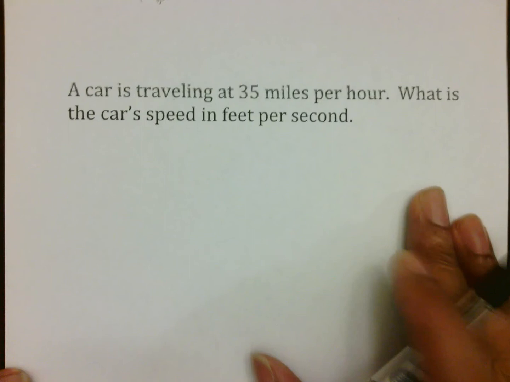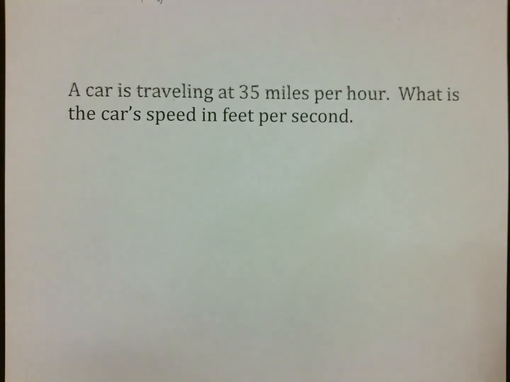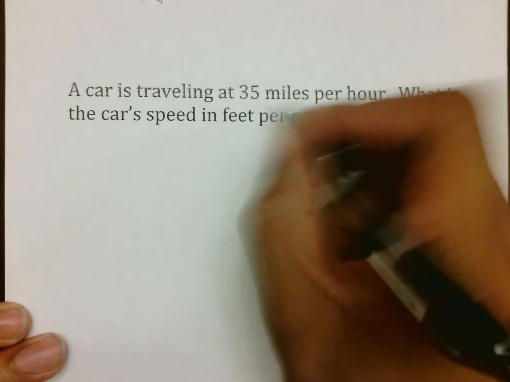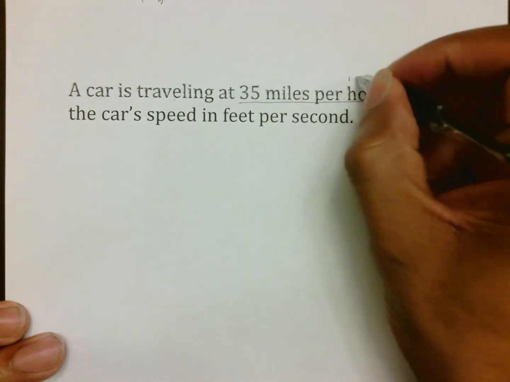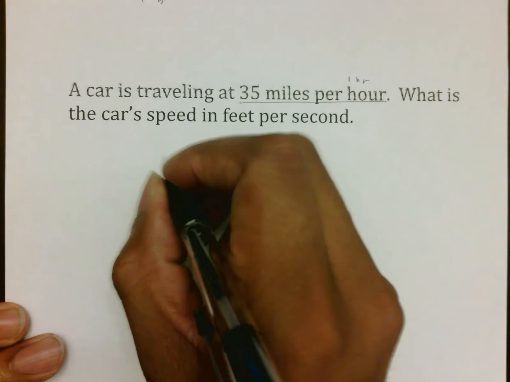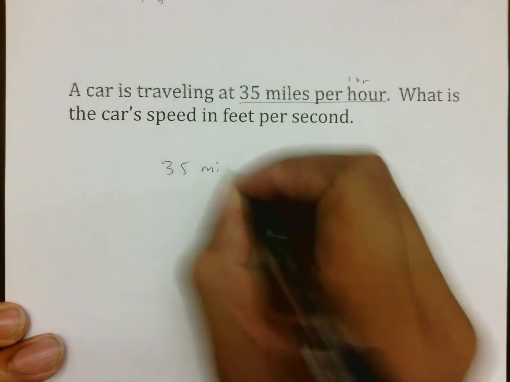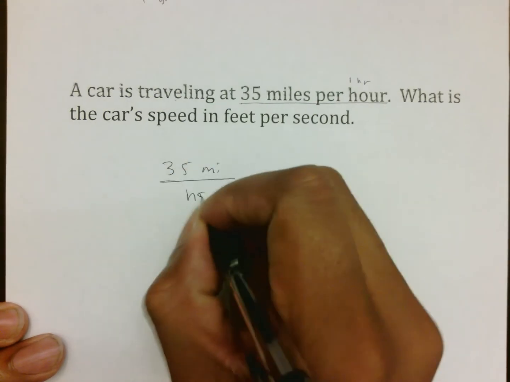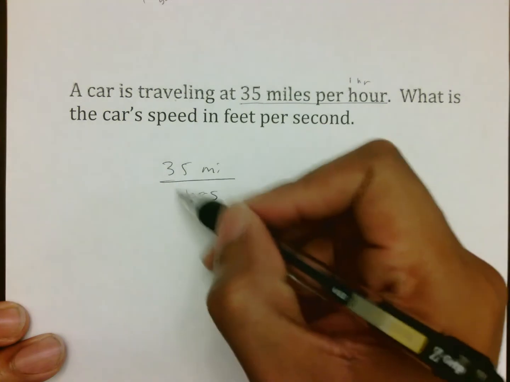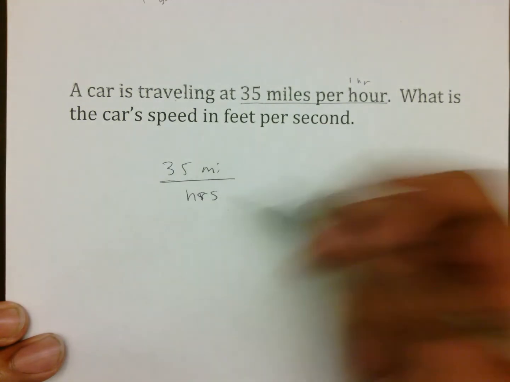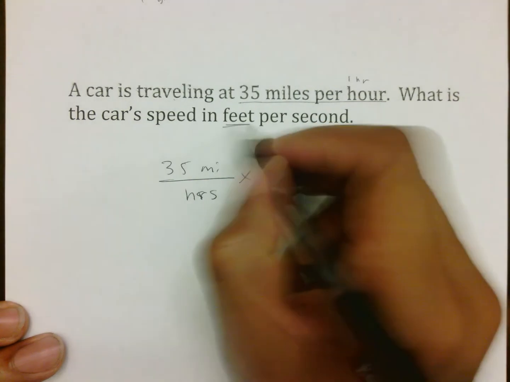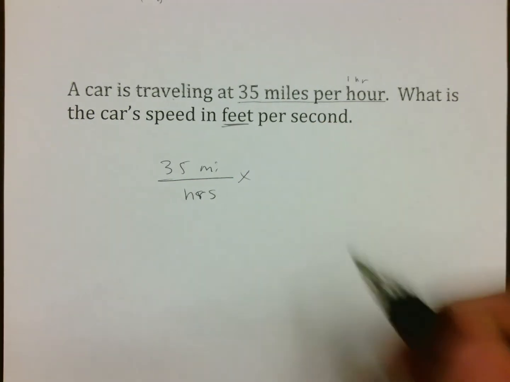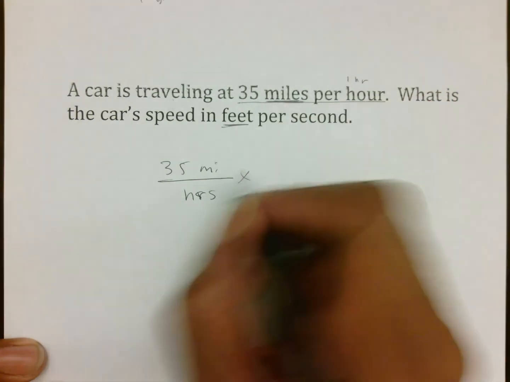Third one and last one, a car is traveling 35 miles per hour. What's the car's speed in feet per second? Well, here's what we do. First off, 35 miles per hour means 35 miles in 1 hour. So what you put is 35 miles over hours, because it's pretty much 35 over 1. So again, 35 miles over hours, and we're going to convert miles into feet first. That's the first thing we have to do, is again convert our miles into feet.